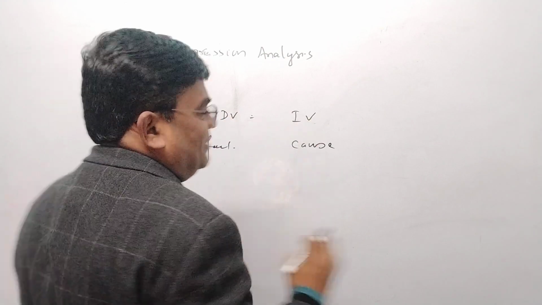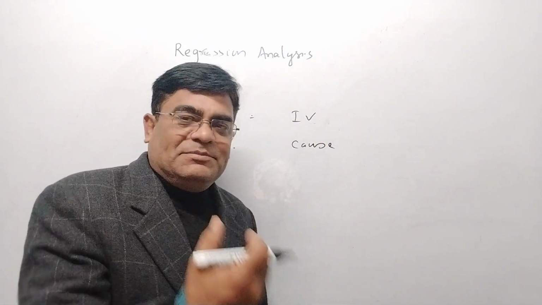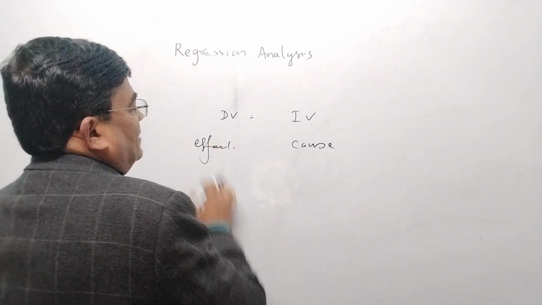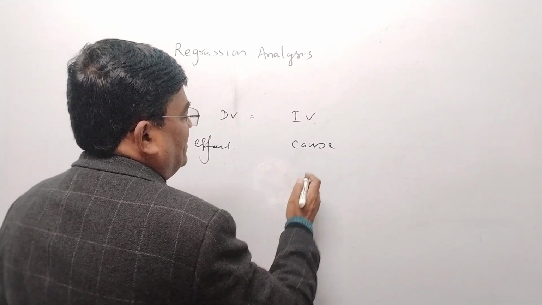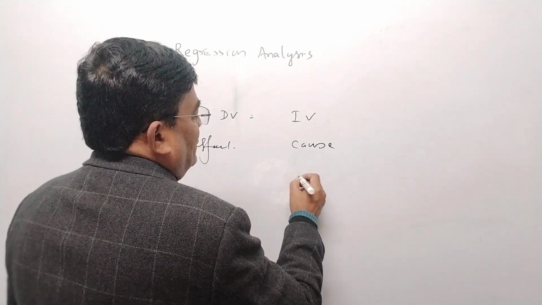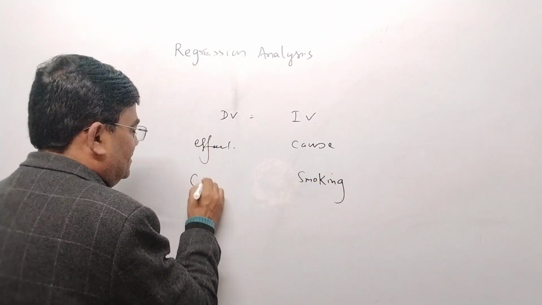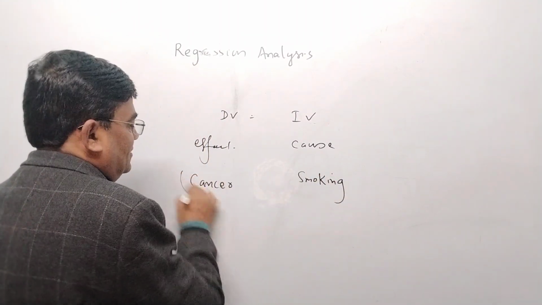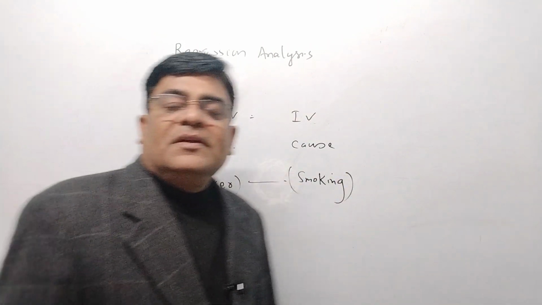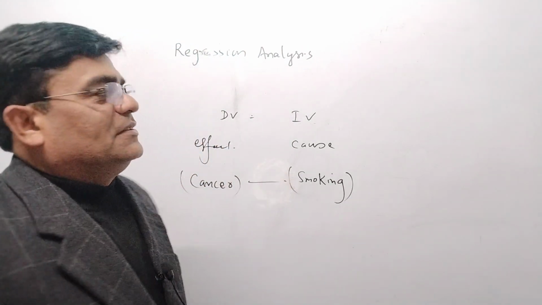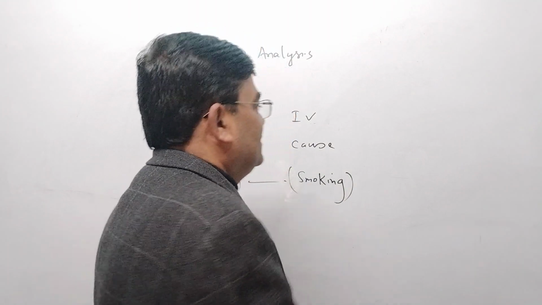So IV and DV, you know this thing. In theory we know this when we conduct an experiment. Now see this: suppose, more precisely in layman's terms, we say here is smoking, and here is cancer. See this. So smoking and cancer, how can we understand this?